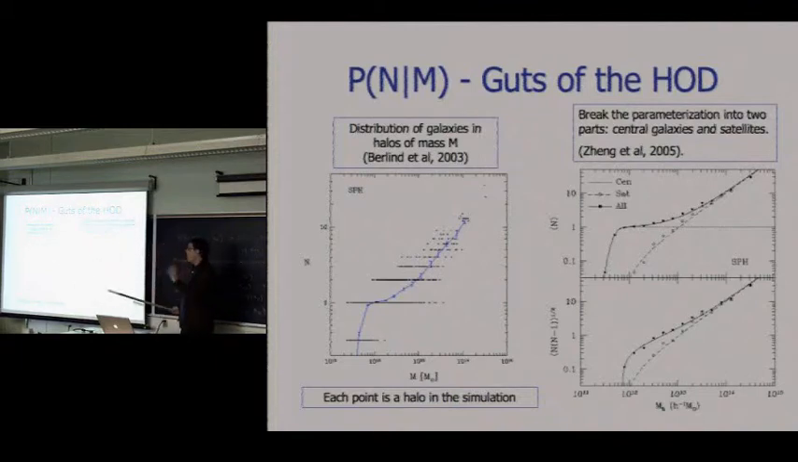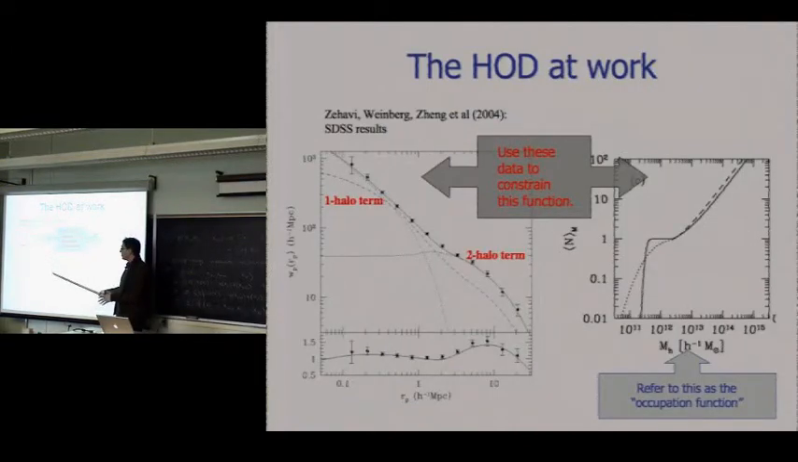So we know how to parameterize this mean occupation function. We take the parameterizations we get from, say, semi-analytic models or hydrodynamic simulations, which is what's shown here. But then we go back to the data and actually leave them as free parameters to be constrained empirically by the data, so we know what the shape of this is for galaxies in the real universe. Here's an example of that. So we always start with measurements, or at least I always start with measurements, of the two-point correlation function of galaxies.